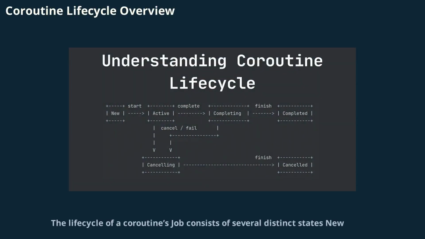The lifecycle of a coroutine's job consists of several distinct states: new, active, completing, completed, canceling, and canceled. Each state represents a different phase in the coroutine's execution. Understanding these states helps you write more predictable and robust asynchronous code. We'll walk through each state, explain how coroutines transition between them, and provide code examples to illustrate these concepts.